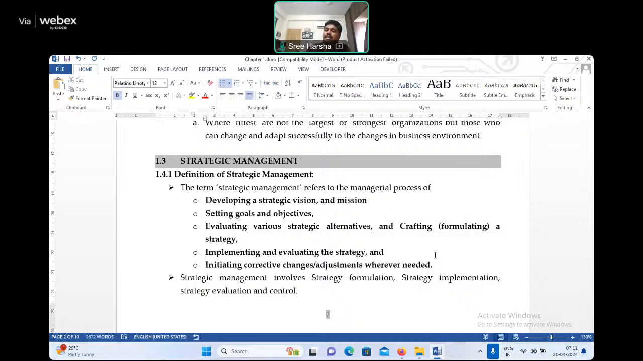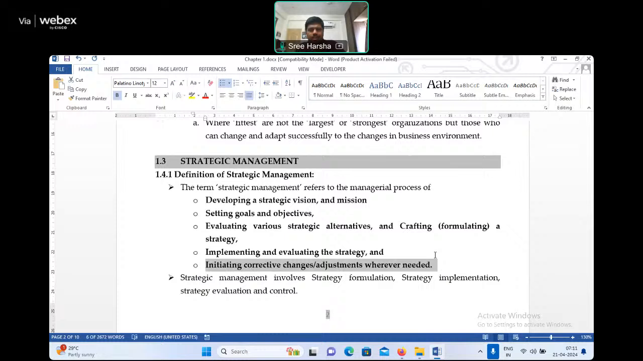We need to implement that strategy and implement the changes, because a part of the strategy is always reactive. So we need to implement the changes and adjustments wherever needed. That is nothing but strategic management. So strategic management is nothing but we should have a vision.